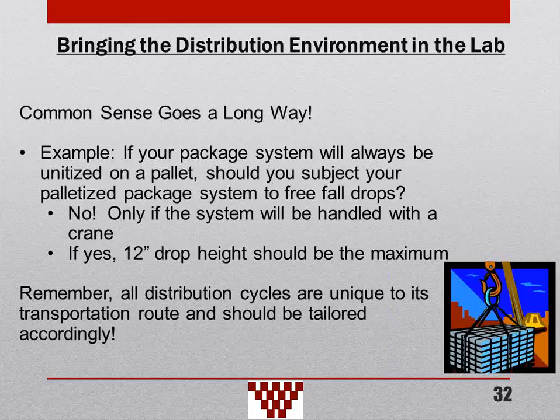And if it doesn't get dropped from a crane, it probably got dropped off the truck. If you design your package according to that, then you're designing your package for abuse and not really for, quote unquote, real-world distribution environment standards. So the answer we give is no. If your system will always be on a pallet and never handled by a crane, then why should you subject it to free-fall drops? And yes, if your palletized package system will be handled with a crane. But even then, maybe 12-inch drop height should be the maximum, just because cranes don't impact your units from that high as a single parcel. But remember, all distribution cycles are unique to their transportation route and should be tailored accordingly.